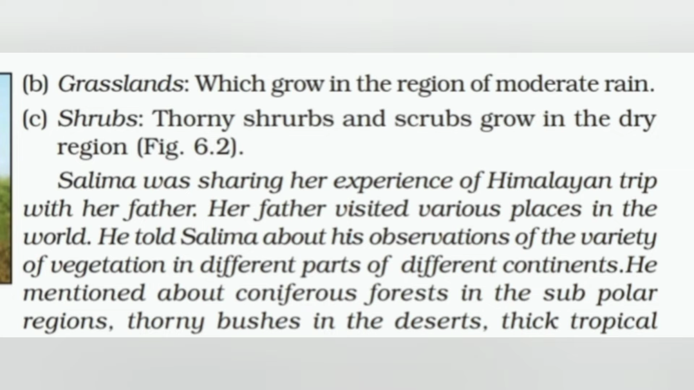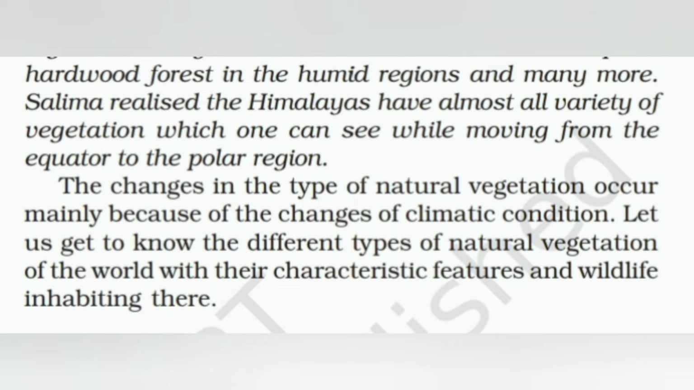Salima was sharing her experience of Himalayan trip with her father. Her father visited various places in the world. He told Salima about his observations of the variety of vegetation in different parts of different continents. He mentioned coniferous forest in the subpolar regions, thorny bushes in the deserts, thick tropical hardwood forest in the humid regions, and many more.